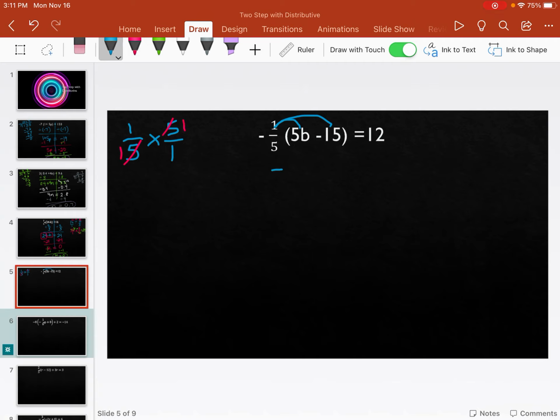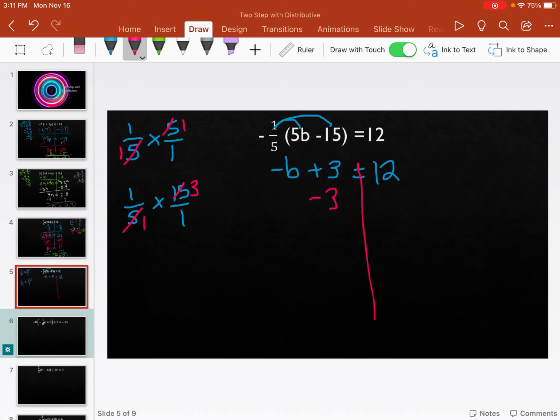So I have negative 1b, or negative b. And then I have 1/5 times 15 over 1. Again, I'm going to simplify here. That gives me 3. A negative times a negative is positive, so plus 3 equals 12. And now I can solve normal, so I'm going to subtract 3 from both sides. I have negative b equals 9.